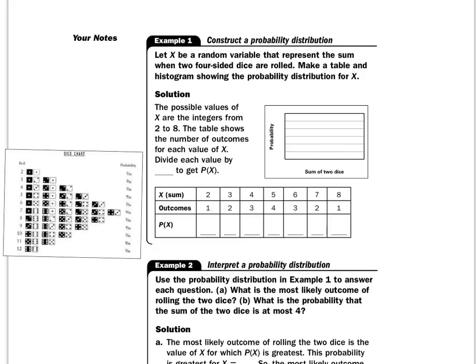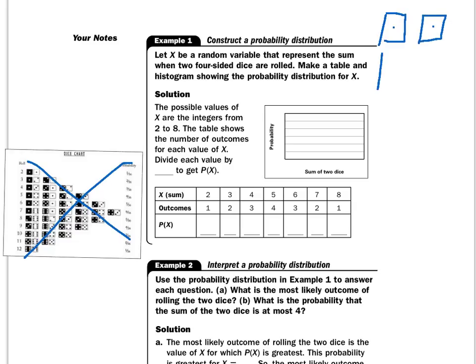Alright, let x be a random variable. Let x be a random variable that represents the sum when two four-sided dice are rolled. A four-sided dice. So the first thing we have to do is think about what would a four-sided dice look like. It would not look like this. That's for a six-sided dice.